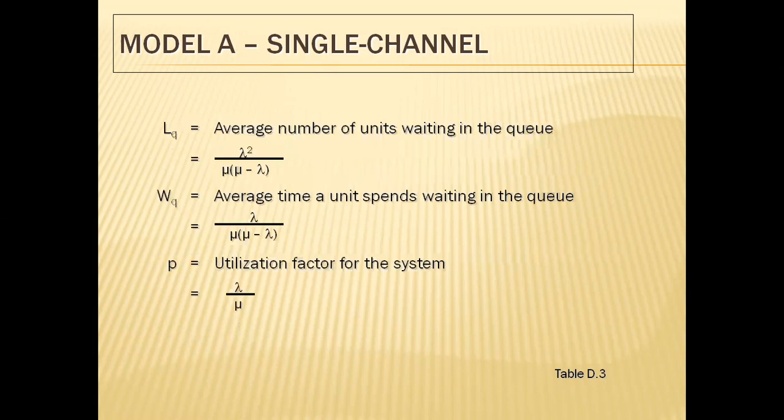Hence, L_Q, the average number of units waiting in the queuing process, equals lambda squared by mu times mu minus lambda. W_Q, the average time a unit spends waiting in a queue, is lambda by mu times mu minus lambda. And rho, the utilization factor for the system, is lambda by mu.